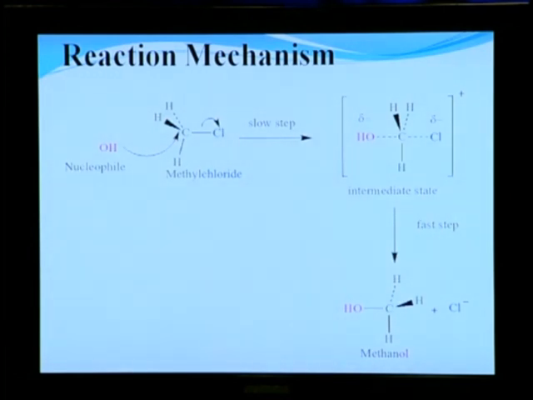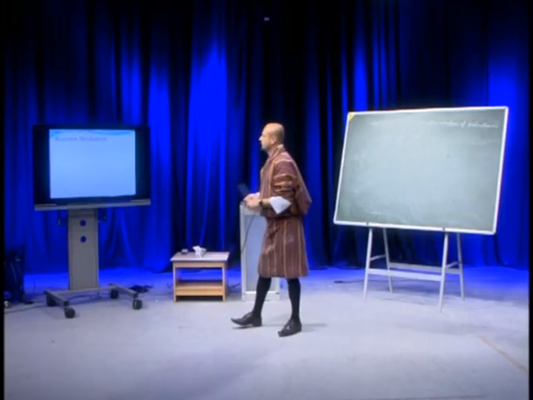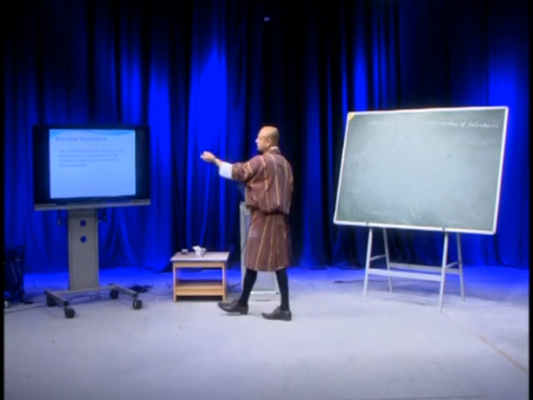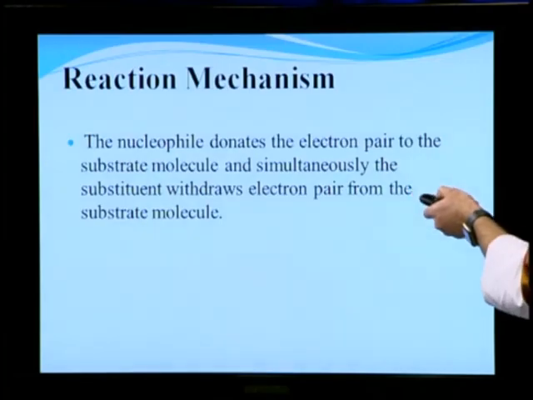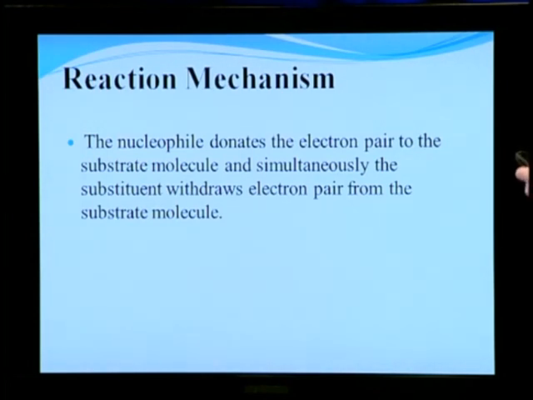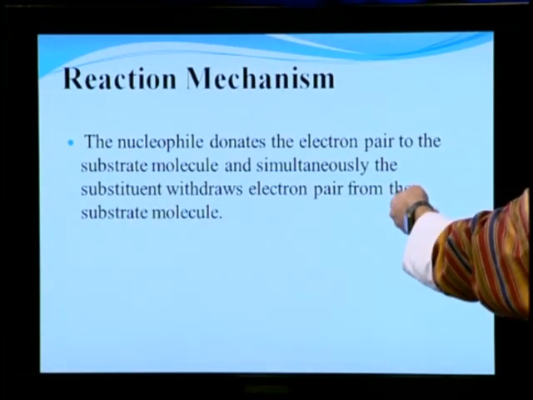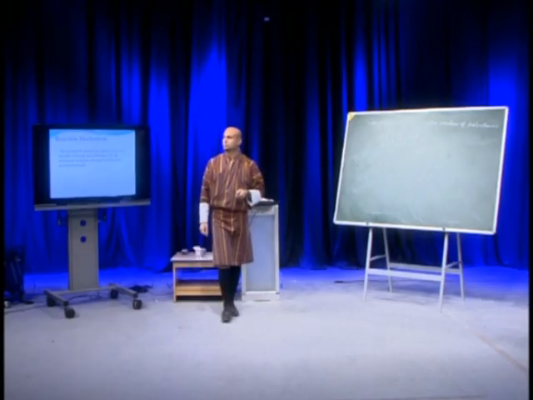So this is primary alcohol. So therefore, unlike in SN1, where two steps are involved, here single step is involved, and it results in the formation of intermediate compound. So the nucleophile donates the electron pair to the substrate molecule, and simultaneously the substituent. Here, when I say substituent, we are talking about that halogen atom. The substituent withdraws electron pair from the substrate molecule.